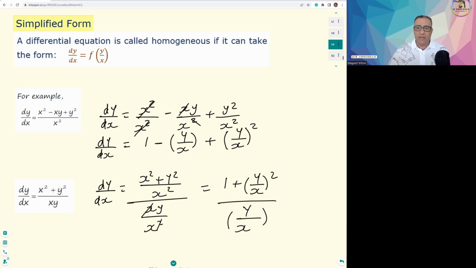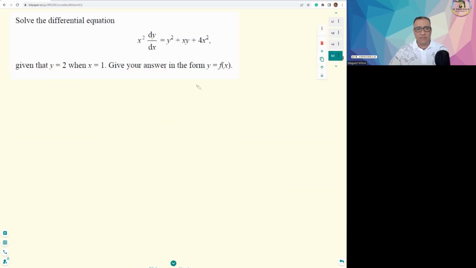Okay, so let's now have an example here. This problem actually is an IB past paper, and let's have a look at this question here, so I can show you the approach while solving this question. Okay, so solve the differential equation x squared dy by dx equals y squared plus xy plus 4x squared, given that y equals 2 when x equals 1. Give your answer in the form y equals f of x.